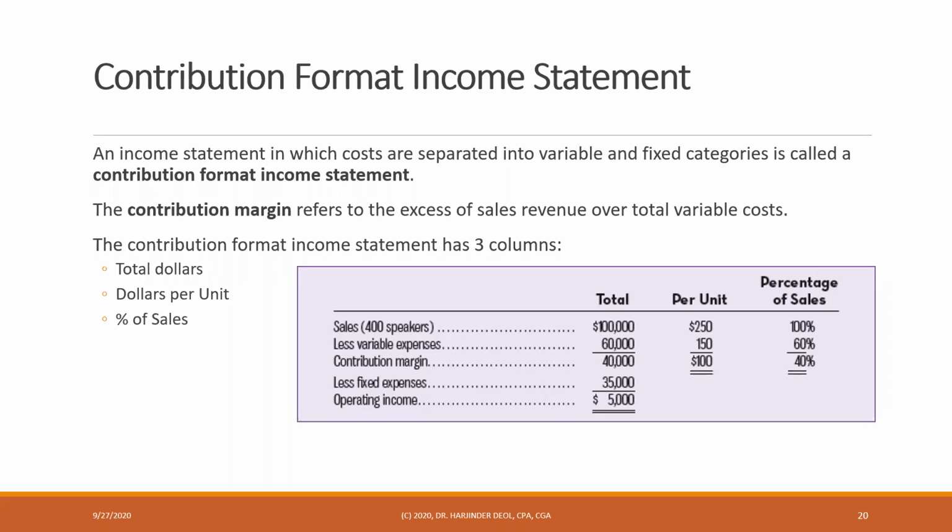So in the first half, we are looking at our sales, less your variable expenses. Sales minus your variable expenses gives you your contribution margin. Out of that contribution margin come out your fixed expenses. So that's your operating income or a loss. In this case, it's an income of $5,000.